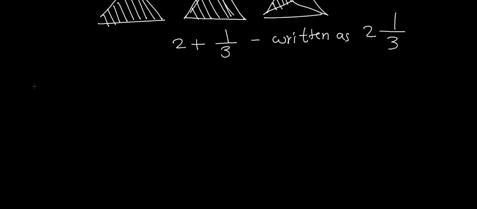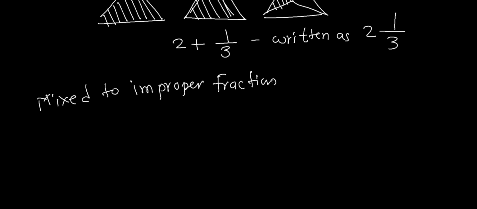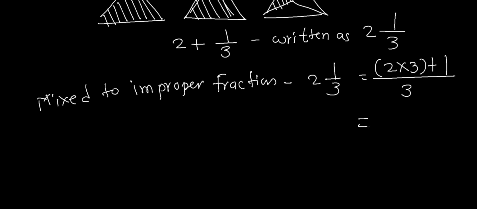And you can convert this into an improper fraction. Mixed to improper fraction: 2 1 by 3 is the whole number times the denominator plus the numerator, divided by the denominator. So it comes to 2 into 3, 6, plus 1, divided by 3, that is 7 by 3.